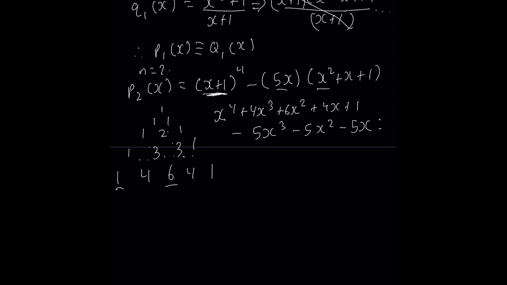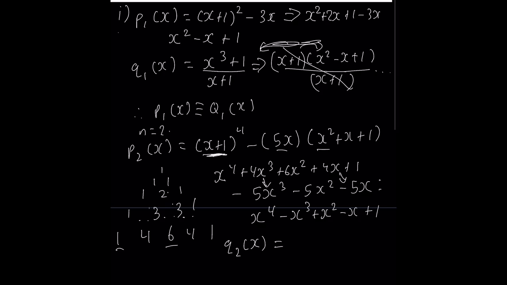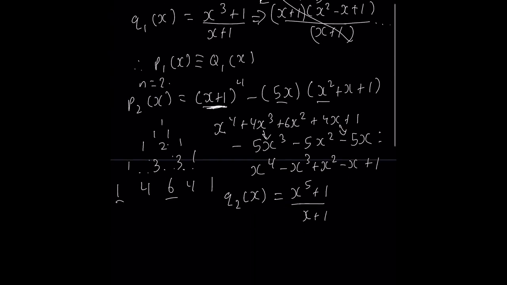And then if you clean that up, that gives us x to the 4, 4x cubed minus 5x cubed, so minus x cubed. 6x squared minus 5x squared is plus x squared. 4x minus 5x is minus x, plus 1, right? So that's our p_2. Now let's calculate our q_2, because remember we have to show that they're equivalent. So q_2(x) is x to the 2 times 2 plus 1, so x to the 5 plus 1, over x plus 1, right, as you can see here.